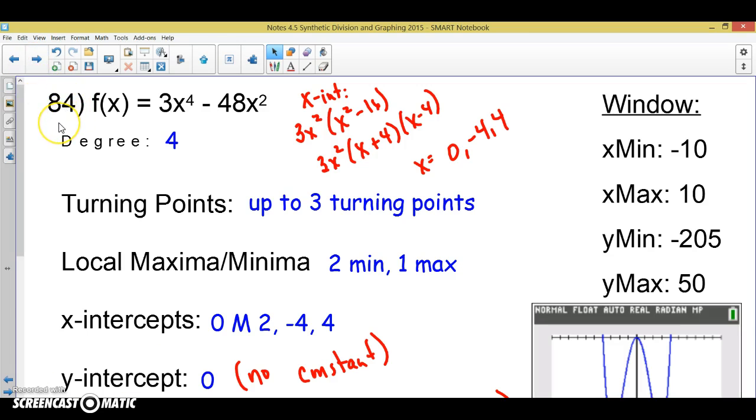Okay, the third one, I factored out a common factor of 3x squared, which again left me with the difference of squares, and that factored into x plus 4, x minus 4. So we had x-intercepts at 0, -4, and 4. But if we look at our answers, if we count in the multiplicity, it should be 0 with a multiplicity of 2, and then -4 and +4.